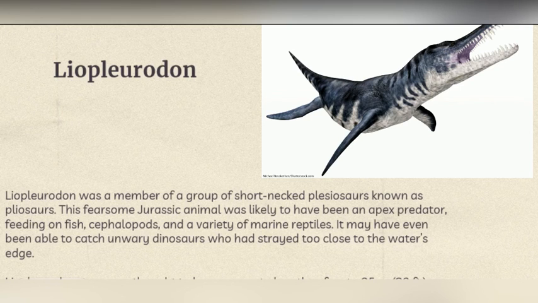Liopleurodon was once thought to have grown to lengths of up to 25 meters, 82 feet. Recent estimations have brought its maximum length down to around 6.4 meters, 21 feet, making it slightly smaller than today's killer whales.